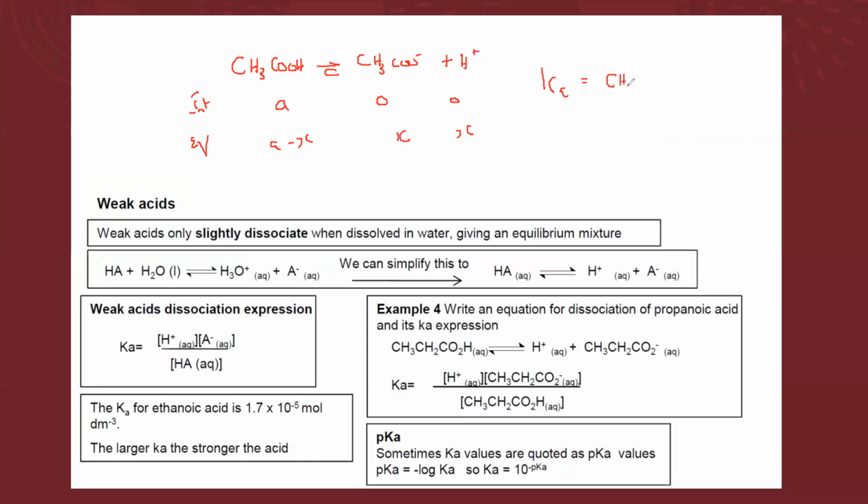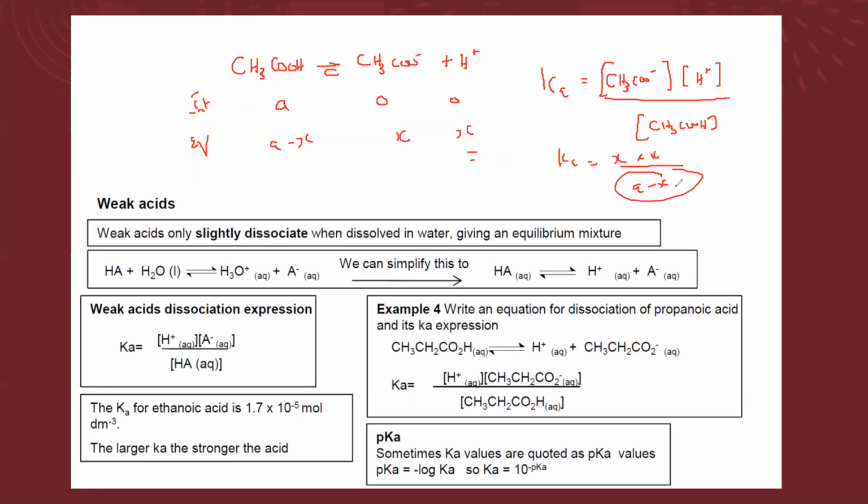reactant, so the ions CH3COO, the concentration of acetate ion in this example, times the concentration of hydrogen ion, divided by the concentration of weak acid at equilibrium. So we will substitute: Ka is equal to, this will be X, this will be X, this will be A minus X. But what we assume, because it's a weak acid, it ionizes partially. So the value of X is very small.